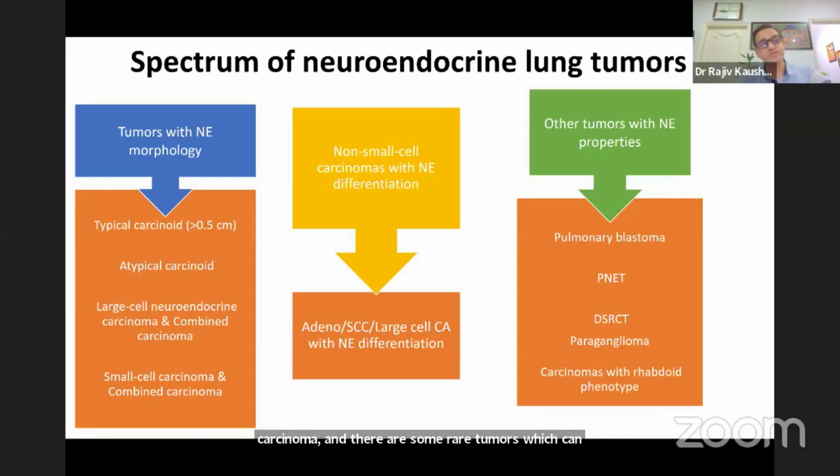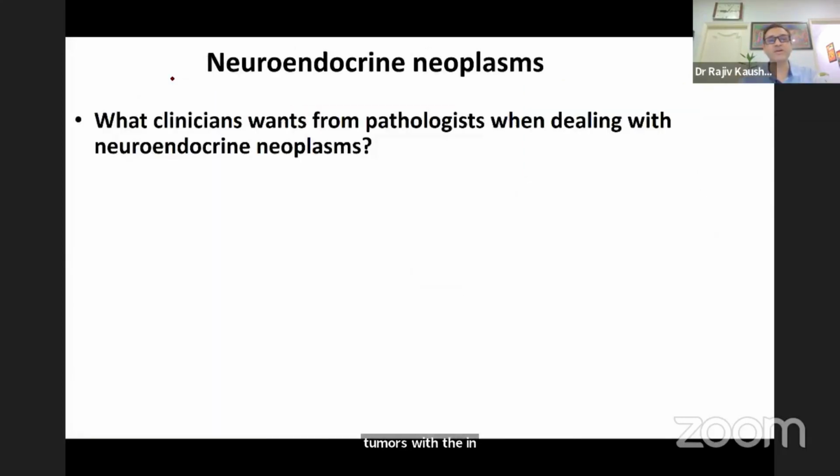So the focus of this talk will be primarily on the tumors with neuroendocrine morphology, which are the entities of the lung. So what does the clinician expect when we give a diagnosis of a neuroendocrine neoplasm? The clinician expects a precise diagnosis of neuroendocrine neoplasm, which is confirmed by immunohistochemistry.